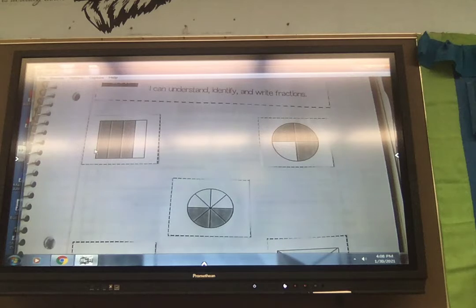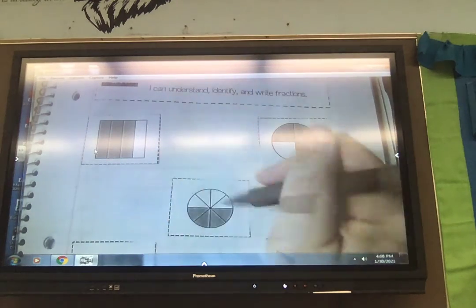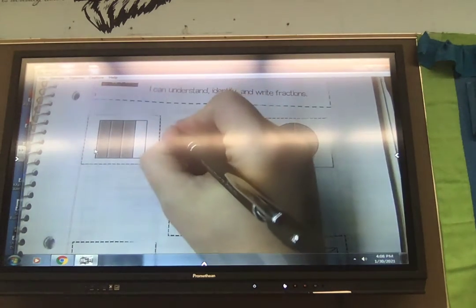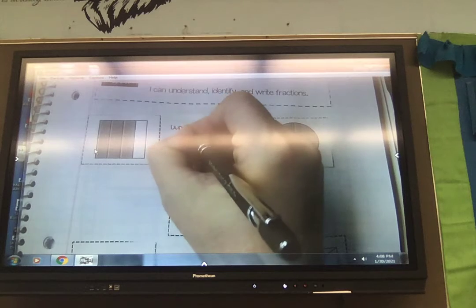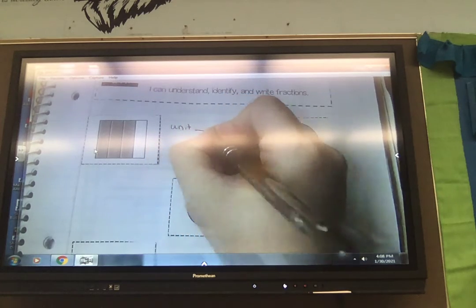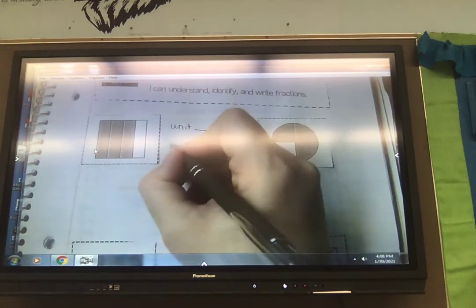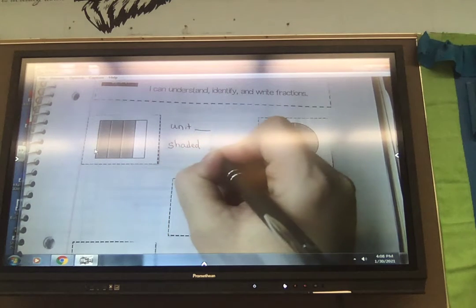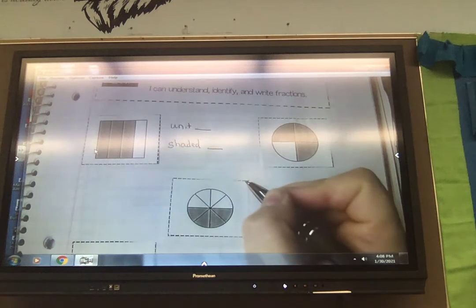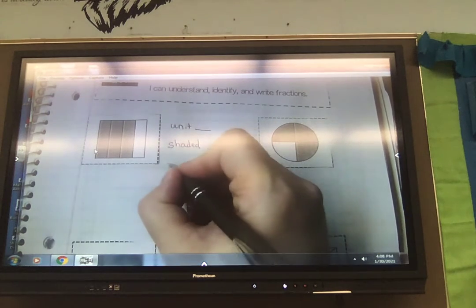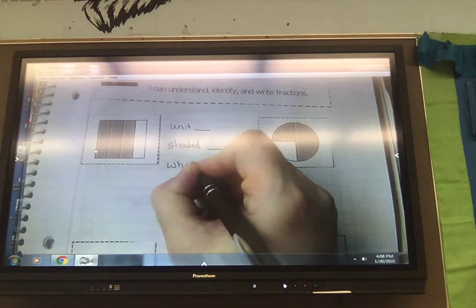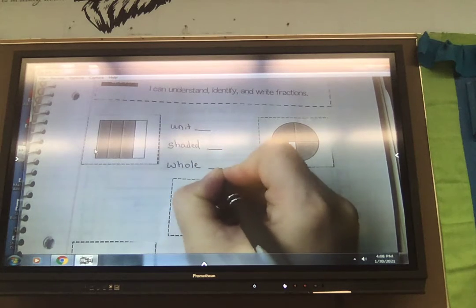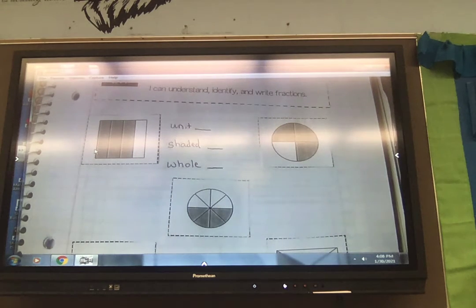I want you practicing your unit fractions and your shaded fractions. So what I want you to do on each picture is I want you to tell me a unit fraction. So I'm going to put unit blank. I want to know the shaded fraction. So I'm going to write shaded blank. And I want to know what the whole fraction would be. So my whole, if I wanted the whole thing, what would that be?